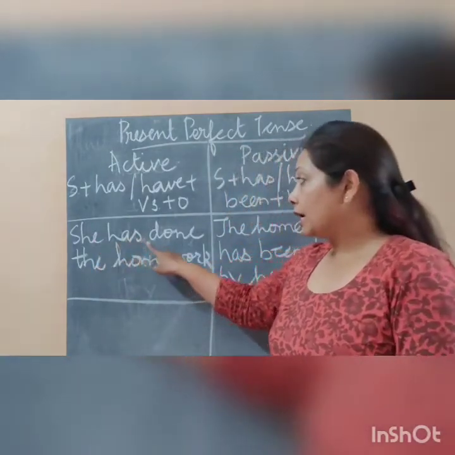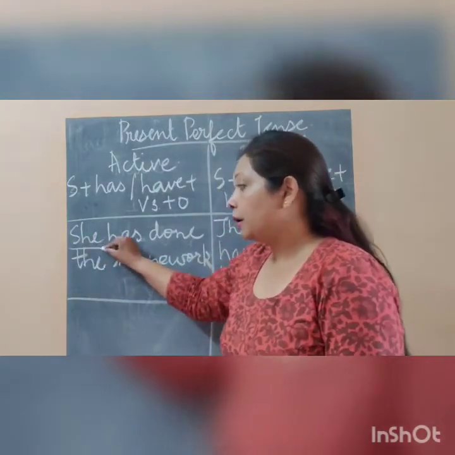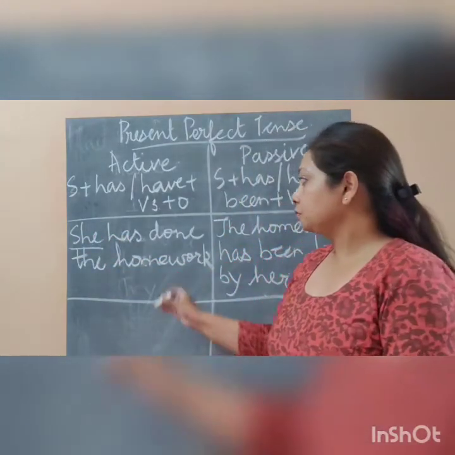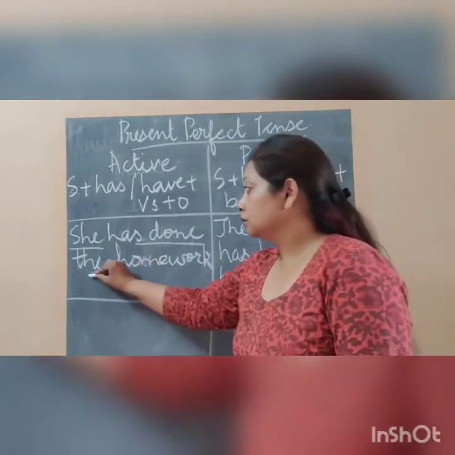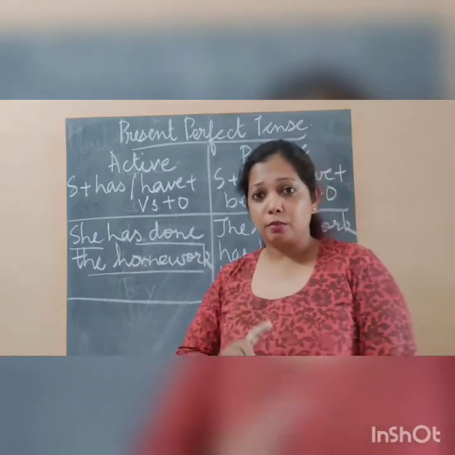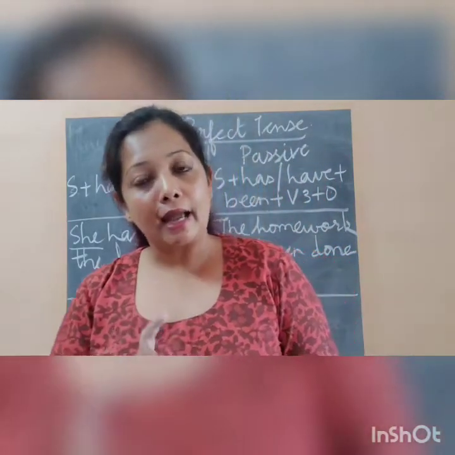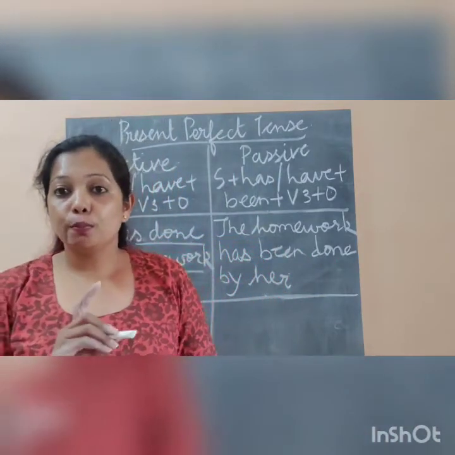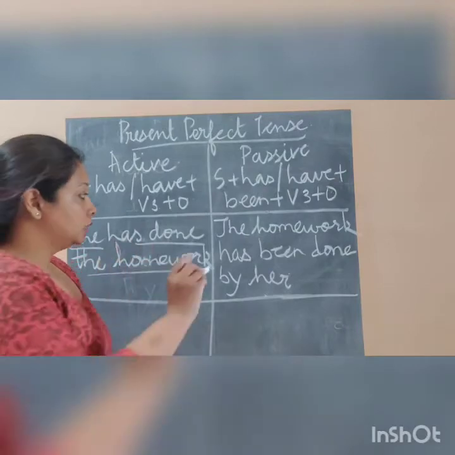"She has done the homework." "She" is the subject, "has done" is the verb, and "the homework" is the object. Yes, now it has a subject, a verb, and an object. That means it can be converted to passive. Now, how in present perfect tense?